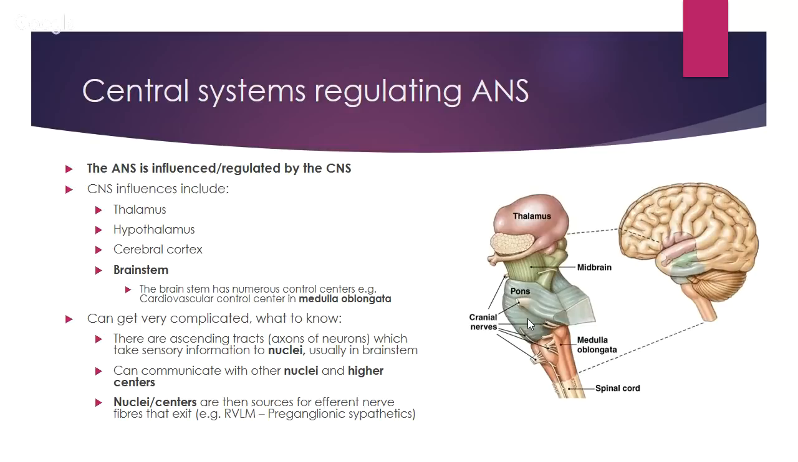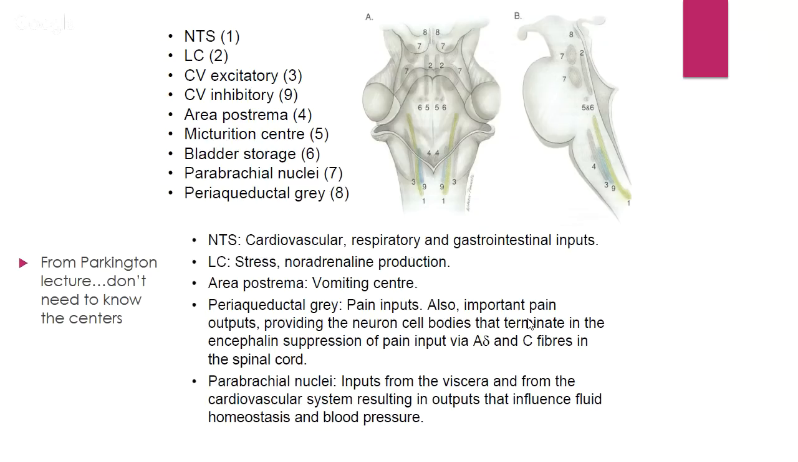It's not too important that you know all of these. They'll become more relevant next year. But things like the thalamus, the hypothalamus, the cerebral cortex itself, and the brainstem regulate a lot of this. It can get really complicated. So all you really need to know is that there's sensory information that goes up to the brain via certain tracts. They then communicate with certain nuclei in the brainstem usually, which then can communicate with more stuff in the brain. But then you have centers in the brainstem that carry motor information down to your viscera. Not important that you know all the details. I think Parker went into that. You don't need to know that kind of detail.